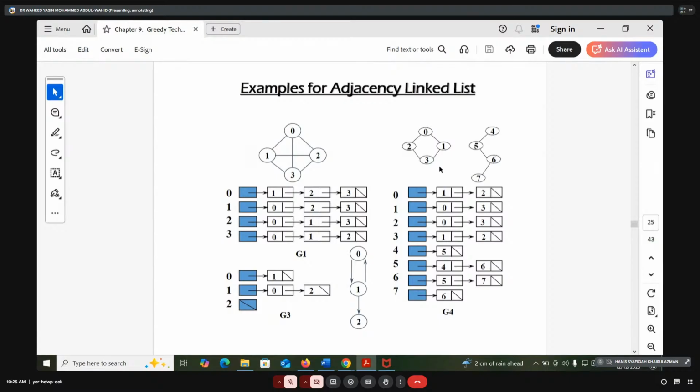For node 3, I have 1 and 2. For node 4, 5. For node 5, 4 and 6. For node 6, 5 and 7. For node 7, 6. This is the linked graph.